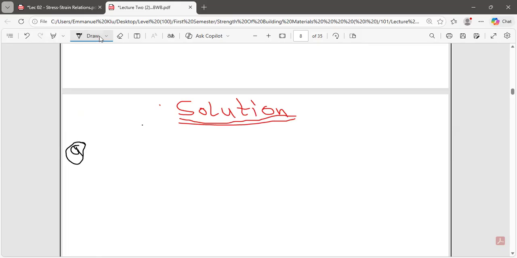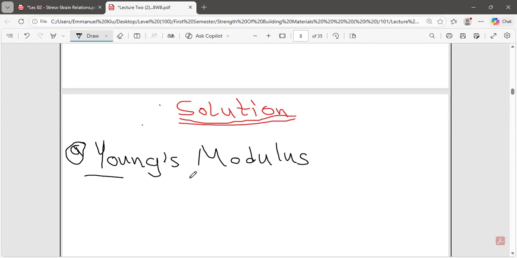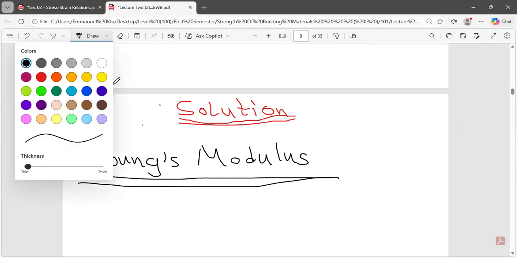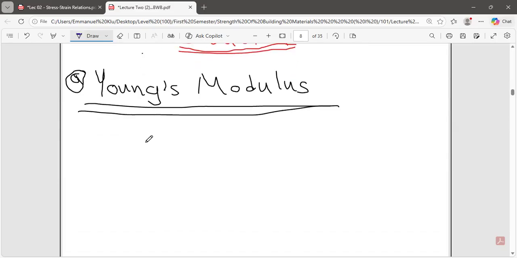So we are going to write over here Young's modulus. For this case, the formula we're going to be using to calculate our Young's modulus is equal to what? Elasticity is equal to stress over strain.